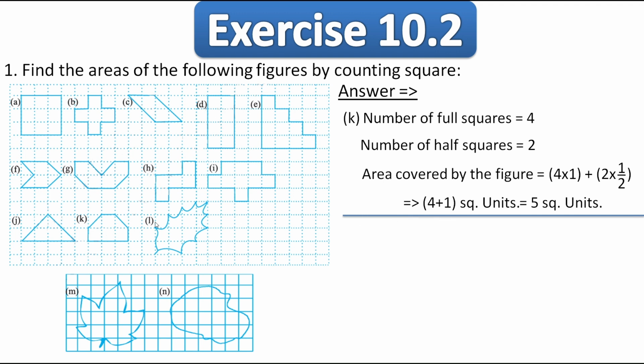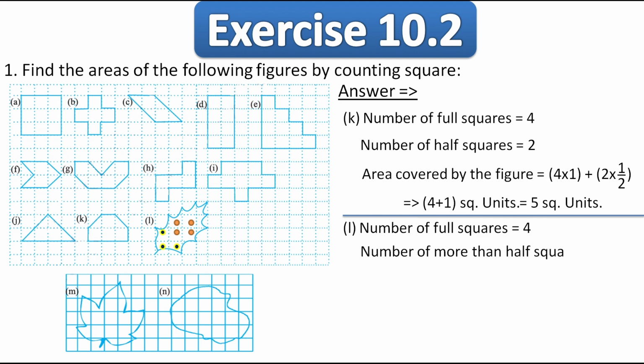Now in L, it is slightly complicated to understand which one is full square and which one is half and which one is more than half. Okay, so first I'll mark the full squares here. Here the full squares are 1, 2, 3 and 4. Okay, so we have number of full squares here are 4 and the squares which are more than half, not only half, more than half also are there. So we will count them 1, 2 and 3. We have 3 squares which are more than half.